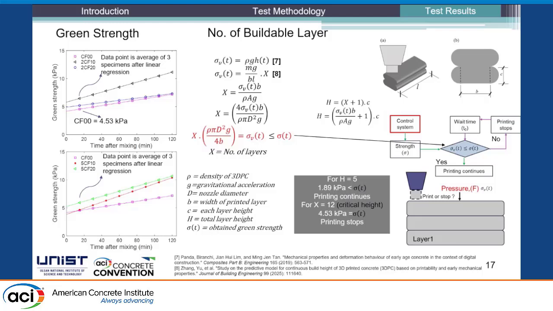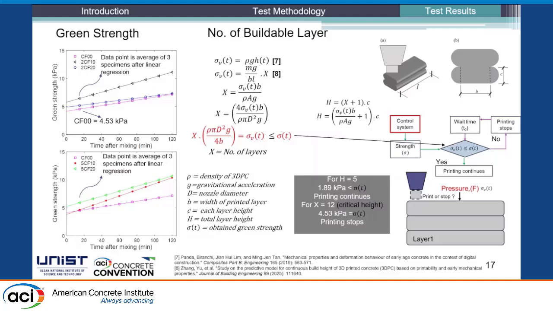And why were we doing this green strength, or mechanical property, at this early stage? Because with this green strength we can predict the number of buildable layers using an equation. When we print a layer, there will be some pressure exerted from the printed layers above. So if we have a known number of layers at some point, and we have the green strength test value, we can see that this height is still printable, or we have to stop printing at this point of time. That is why we determine the green strength.